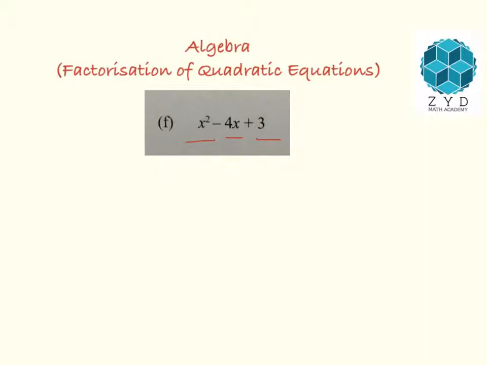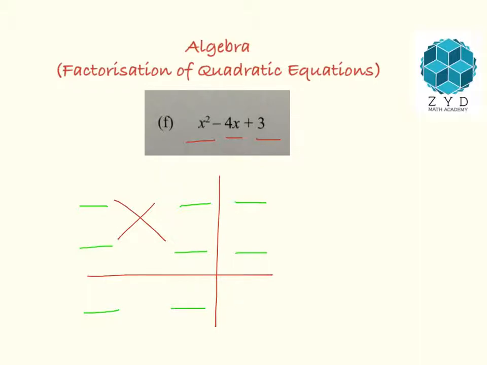The special method to factorize this is by using the big cross method, or some students or teachers call it the cross factorization. They both mean the same thing. The first thing that we have to do is draw this cross and then these two lines. There are a total of 9 positions that we have to fill up. They are 1, 2, 3, 4, 5, 6, 7, 8, 9.